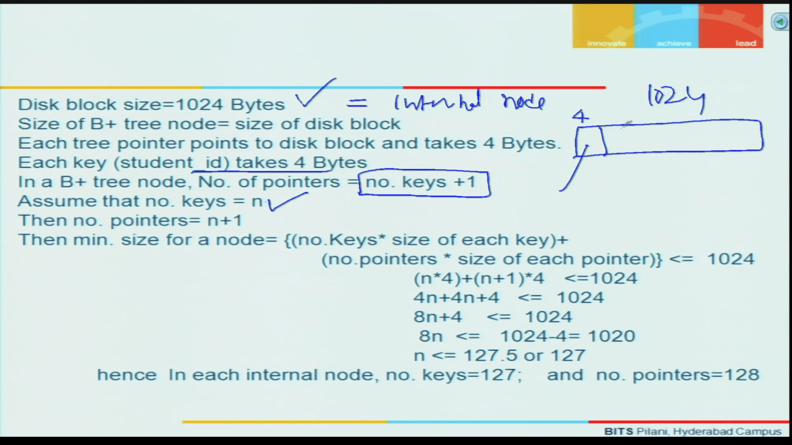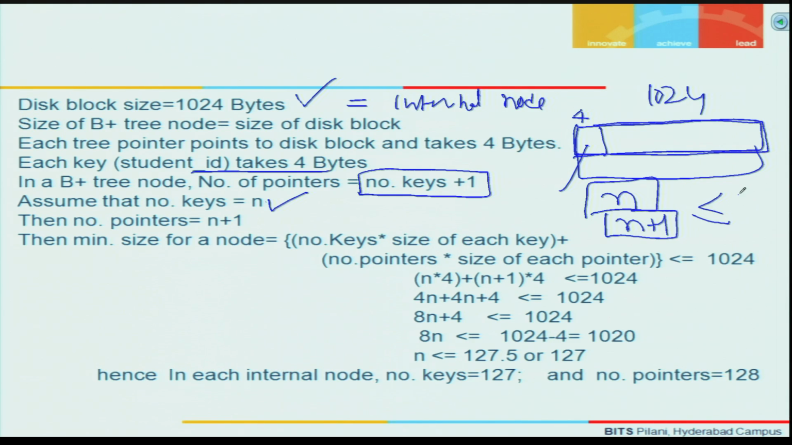Now, this is the disk block, which is the internal node for the B plus tree. I have n keys and then n plus 1 pointers. That is why the size of the block must be equal to or greater than the total space occupied by n keys plus the total space occupied by n plus 1 pointers. That is, it must be less than or equal to the size of the block, that is 1024. That is the formula we need to use.